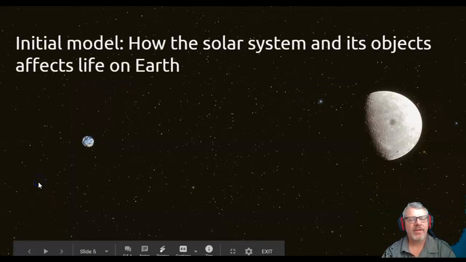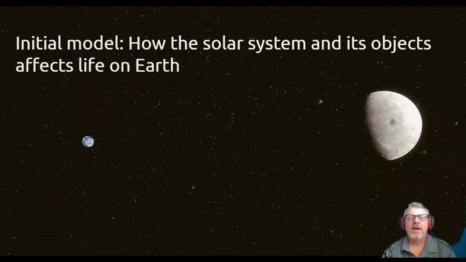We're also going to draw an initial model. How does the solar system and its objects affect life on Earth, except we're going to change it up a little bit. We're going to answer the question, how does the sun and the moon affect life on Earth? So our diagram is going to have a picture of the moon, a picture of the Earth, and a picture of the sun. And then you're going to write a paragraph about what would happen if there were no sun, or what would happen if there were no moon. What effects do they have?